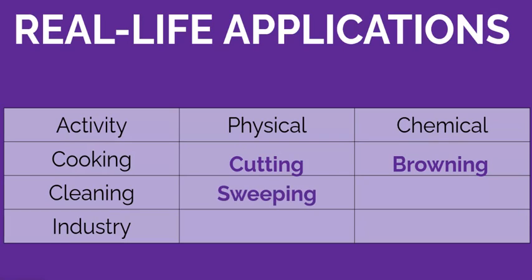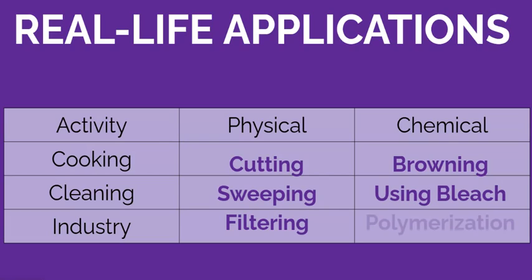In cleaning, sweeping the floor, you're just collecting the material. You're not changing it into something new. So sweeping would be a physical change. Using bleach or some other type of cleaner that alters a substance would be a chemical change. And then in industry, if we have a sand and water mixture and we filter it, that would just be a physical change. A chemical change would be something like polymerization, which is a really big word that means that a bunch of small pieces react and form a larger new substance.